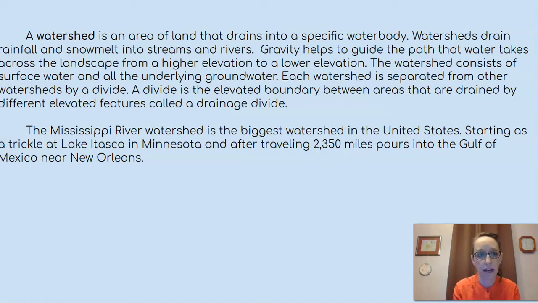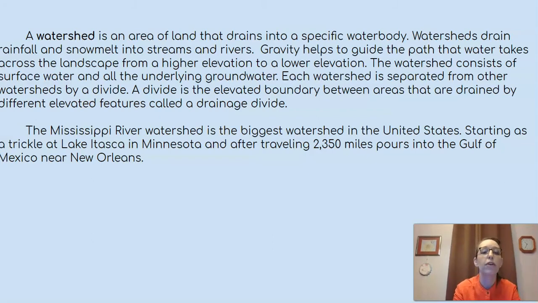So the Mississippi River, which we are all very familiar with living here in Mississippi, is the biggest watershed in the United States. It starts as a trickle at Lake Itasca in Minnesota, and after traveling 2,350 miles, pours into the Gulf of Mexico near New Orleans. Now, what does this really mean to us?